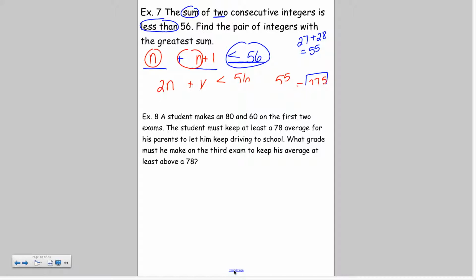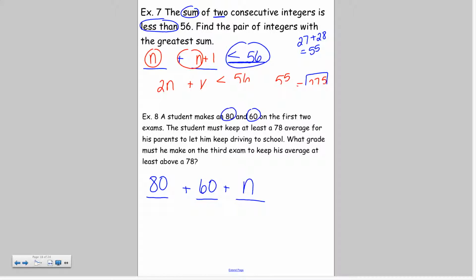So in this problem, we know that there are going to be 3 grades. We know that one of his grades is an 80. We know that another grade is a 60. And we do not know that last test score. So we'll just call it N or X or whatever you want to call it.